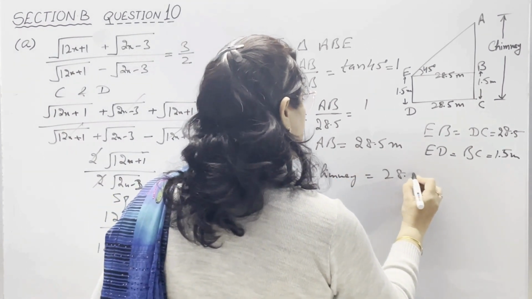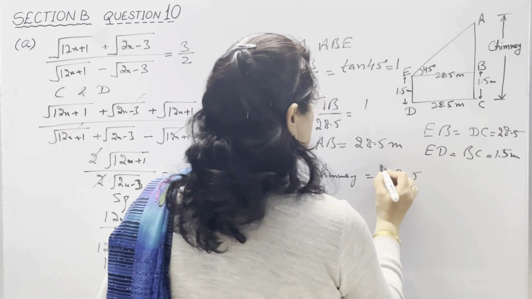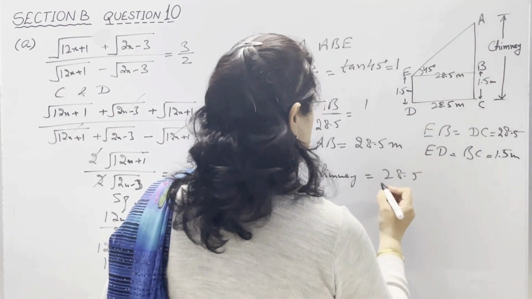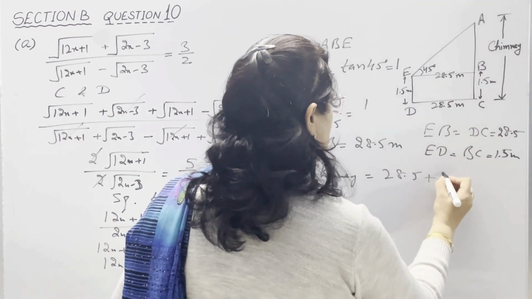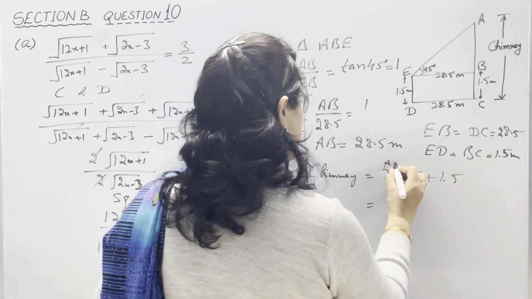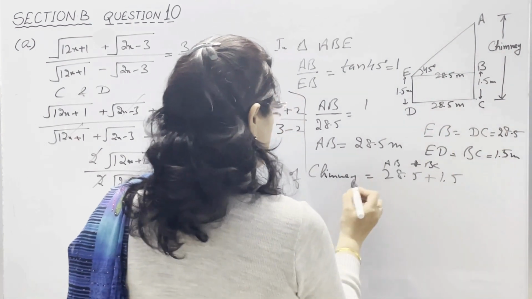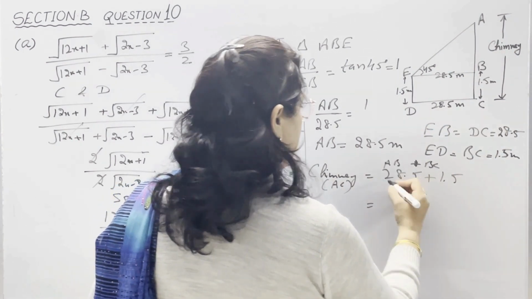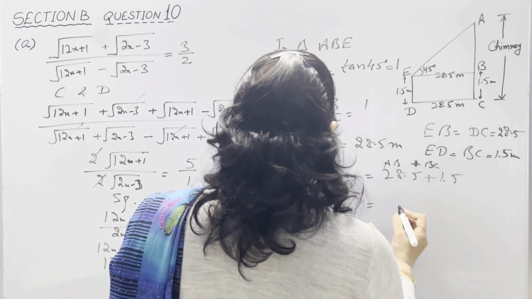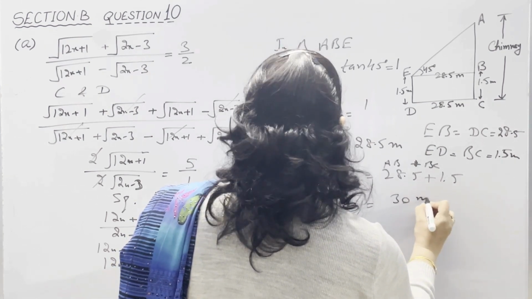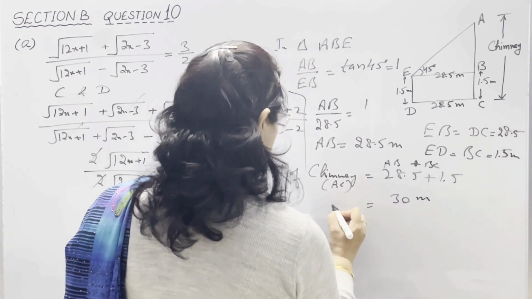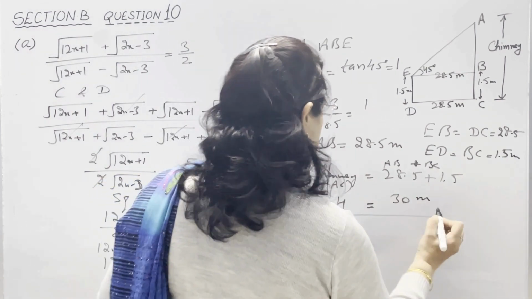So the height of the chimney is equal to 28.5, it means you can write AB plus BC. 28.5 plus BC is also 1.5. So AB plus BC is the total height of the chimney, which is AC. After adding these two, we will get the value as 30 meter. So the height of the chimney is equal to 30 meter. This is our answer.